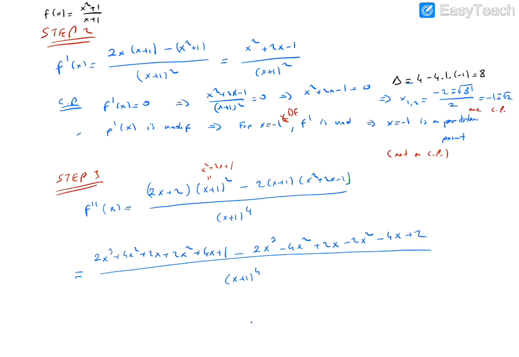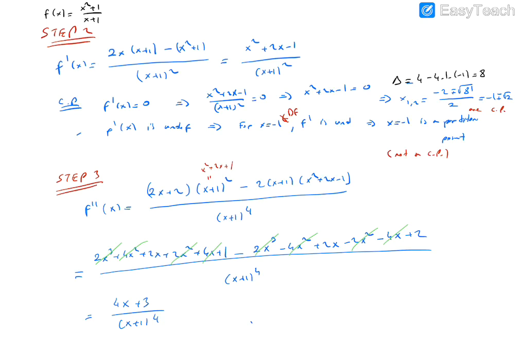Okay, let's write our functions. These are cancelled, so there is no x to the power 3 term. 4x squared are cancelled, 2x squared are cancelled, 2x, 6x, these 4x are cancelled, so we have 4x. Yes, so this is 4x plus 3 over x plus 1 to the power 4.